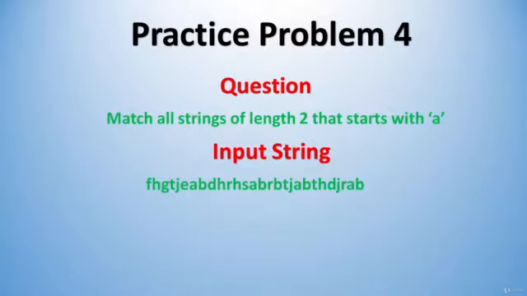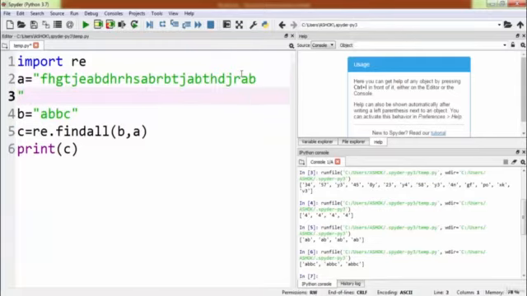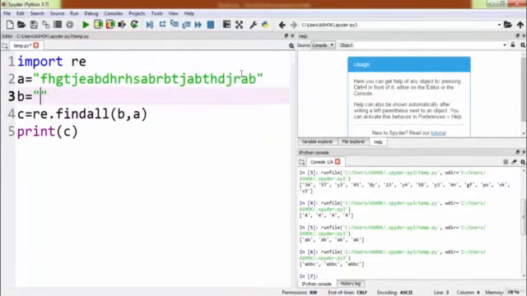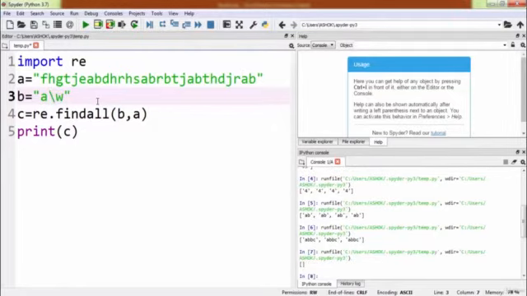So the next question is we must match all the strings of length 2 which start with A. So that means the first character should be A followed by any character. So for that I will put slash W. So A will match A exactly, and slash W will match any alphanumeric character. So when you run it, you can see that there are some possible occurrences starting with A and followed by any alphanumeric character.